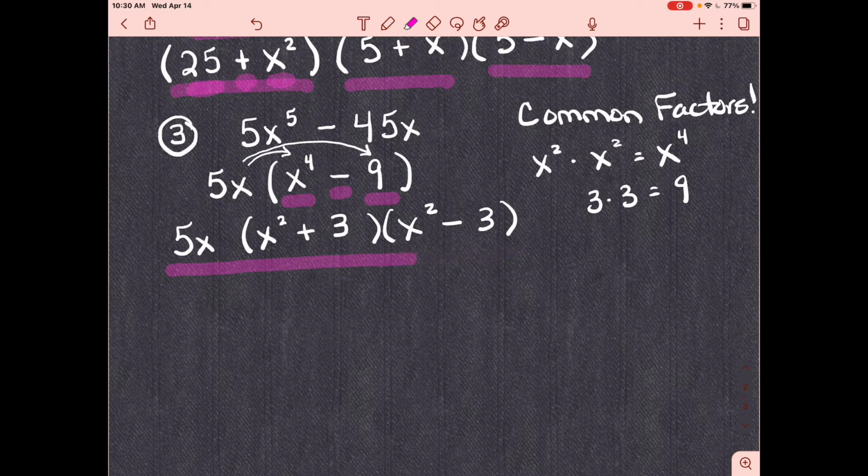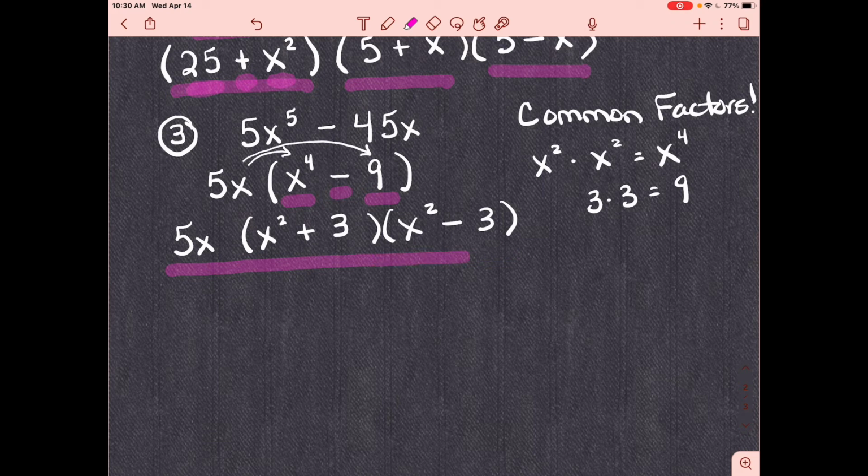7x to the third plus 21x squared minus 7x minus 21. So a little hint here is, just keep looking for common factors. And I can see that there is a lot of 7 happening all the way through this. So we're going to have a common 7. Let's get that out. If I factor out the 7, I'm going to have x to the third plus 3x squared minus x minus 3. Notice I didn't take out any x's because 21 doesn't have an x.